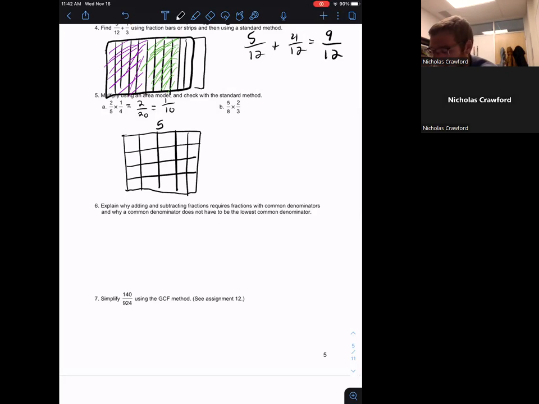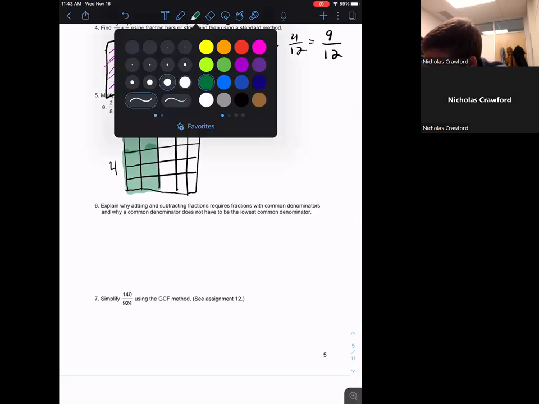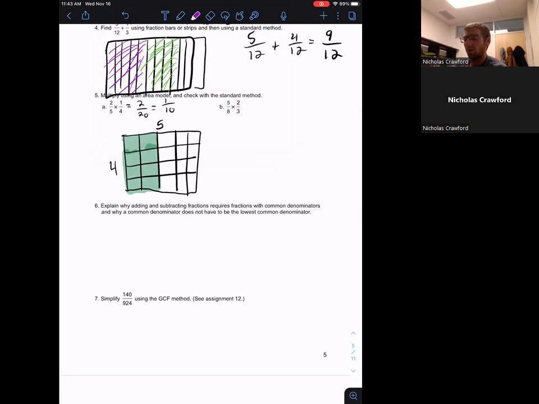So I'm going to have 2/5 times 1/4. Well, what is 2/5? Okay, well, 2/5 looks like this. So 2 out of 5 looks like this. So I've colored 2 out of the 5 columns. Okay, and then what does 1/4 look like? Well, I got to color 1 out of 4 of those rows, right?